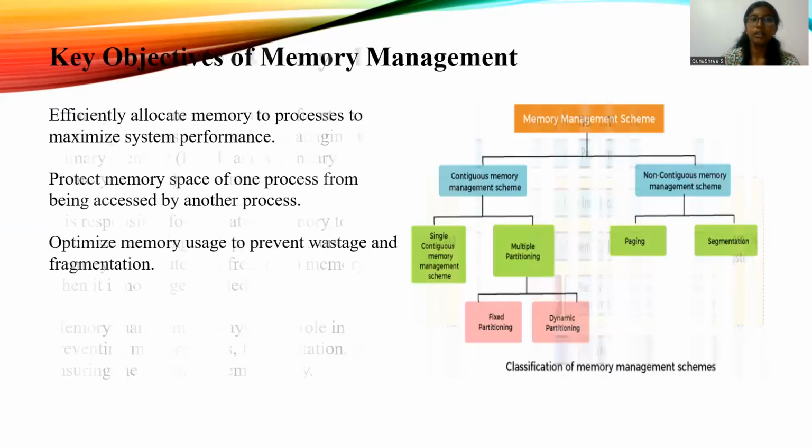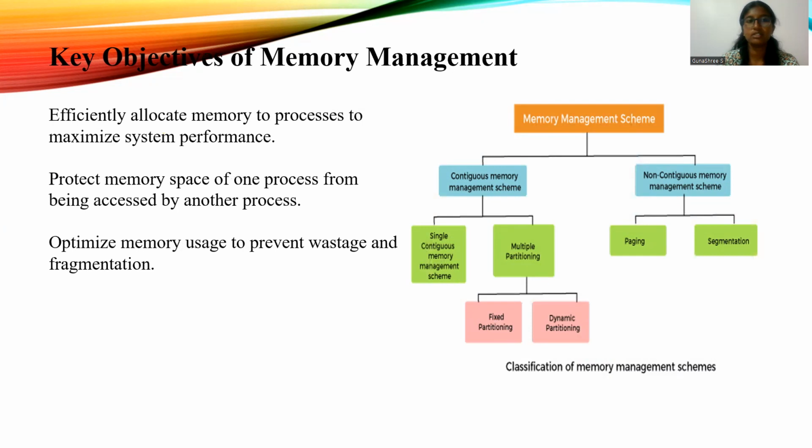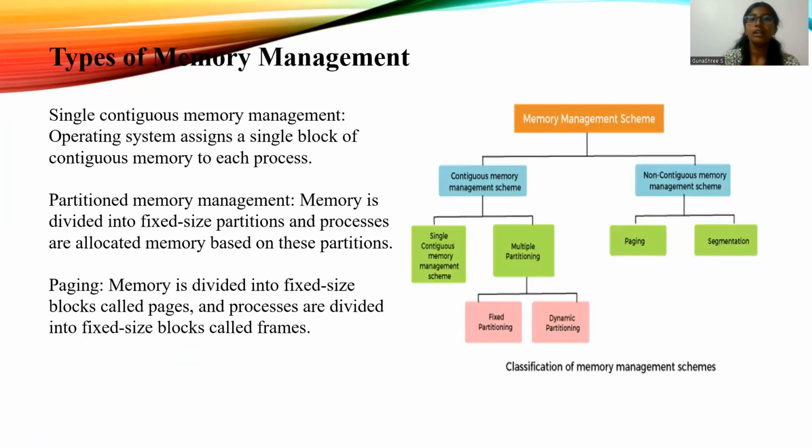stability. What are the key objectives of memory management? First, it has to efficiently allocate memory to the processes to maximize system performance. It has to protect the memory space of one process from being accessed by another process. It should also optimize memory usage to prevent wastage and fragmentation of data.